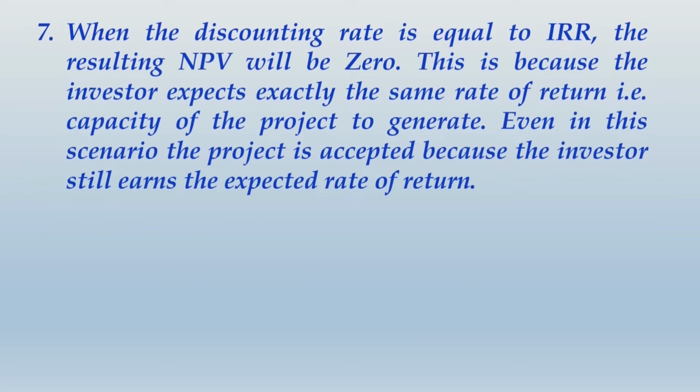When discounting rate is equal to IRR, that means the expected rate of return is exactly matching with the rate of return that can be generated by the project, the resulting NPV will be 0. This is because the investor expects exactly the same rate of return, that is the capacity of the project to generate. Even in this scenario, the project is accepted because the investor still earns the expected rate of return.